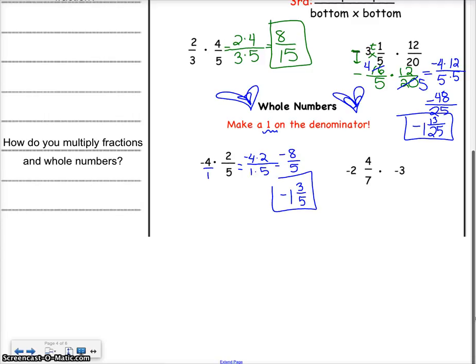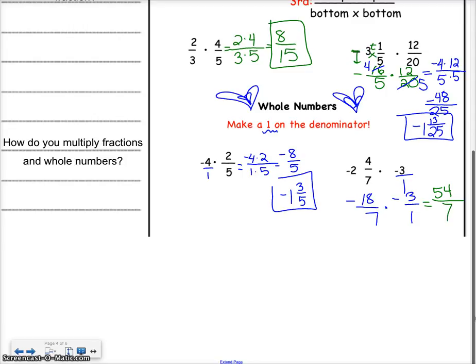Okay, the next one, I'm going to go ahead and put a 1 in my denominator. I also need to convert my mixed number into an improper fraction. You have no choice. You can't do it without converting. So 7 times 2 is 14, plus 4 is 18 over 7, negative, times negative 3 over 1. I can't cross simplify this, so I'm just going to go negative 18 times negative 3 is a positive 54 over 7 times 1 is 7.